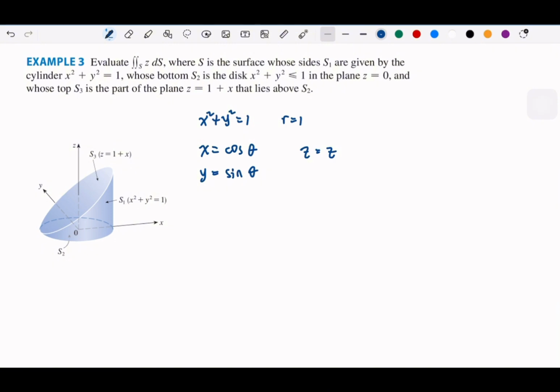And then the parameters, we can use theta and z. So theta, we can think theta from 0 to 2 pi. And then we have parameter z from z equals 0, so this is z equals 0 here, until z equals 1 plus x, or 1 plus cos theta. So we can evaluate z from 0 to 1 plus x, or in this case 1 plus cosine theta. Okay.